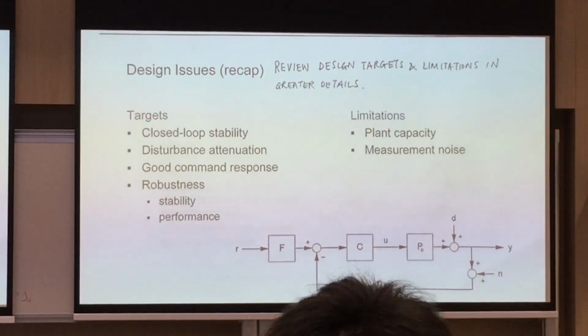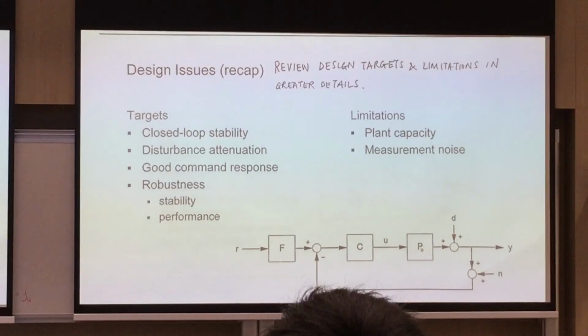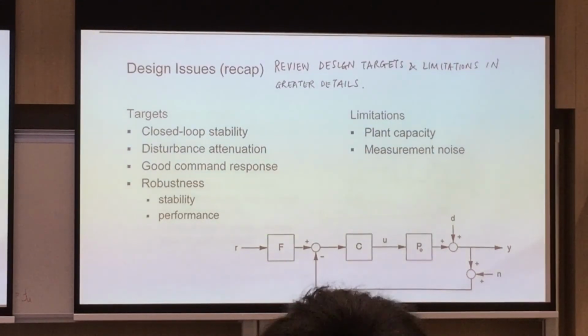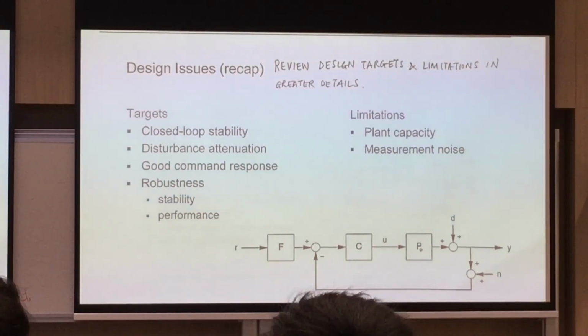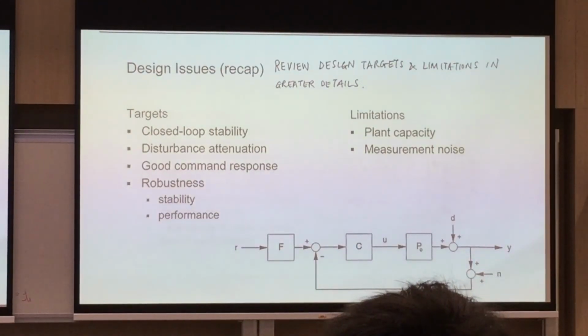Okay, we move on to design issues. What are the design issues we have in design? Our targets that we want to meet are stability, disturbance attenuation, and good command response. We want robustness and stability of performance. We have problems of plant capacity and measurement noise.